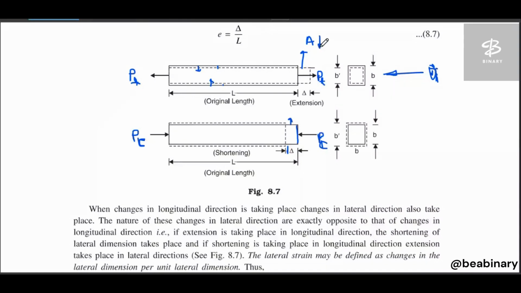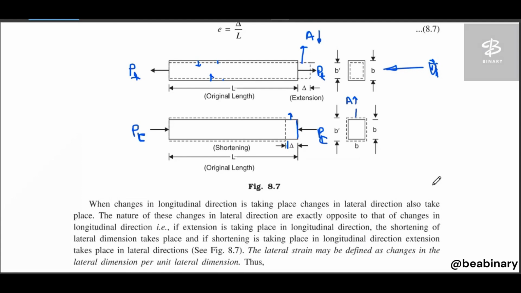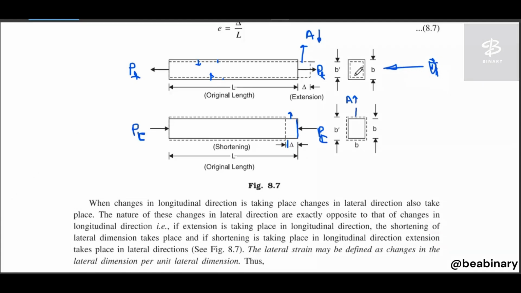Now in that case, the dashed area is outside. This dashed line is outside the continuous line. Here the area increases. So after shortening, the area increases. After elongating or extension, the area decreases, but the length increases.